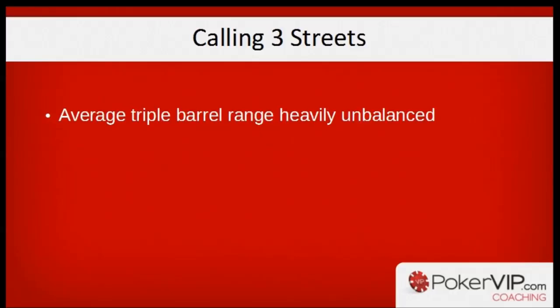The key thing to understand here is that the average triple barrel range is heavily unbalanced. It's going to be weighted towards value. We'll come back to the exact frequencies when we look at some specific hands, but for now just keep in mind that while our opponents may occasionally be bluffing when they fire 3 barrels, there's a good chance they are not bluffing as much as they should be if they were playing a correct game of poker. So for the most part we can assume that when our opponent 3 barrels, he's going to show up with part of his value range.